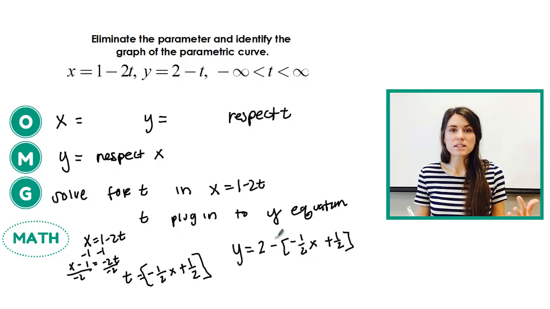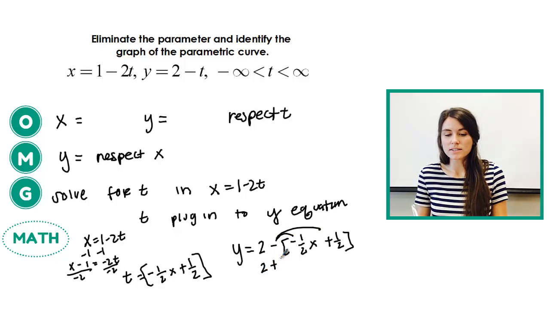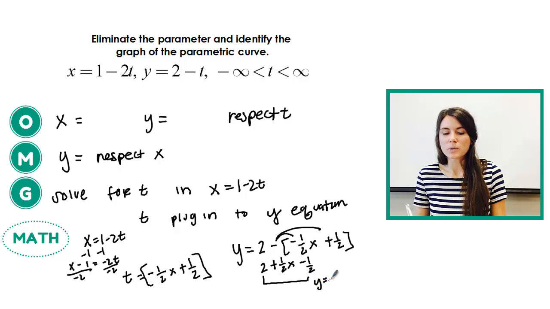And then I just simplify. So I distribute the negative through. So I get 2 plus 1/2 x minus 1/2. And then I combine like terms. So 2 minus 1/2 is 1.5 or 3/2. So I get y equals 1/2 x plus 3/2, or I could have written it as 1.5.